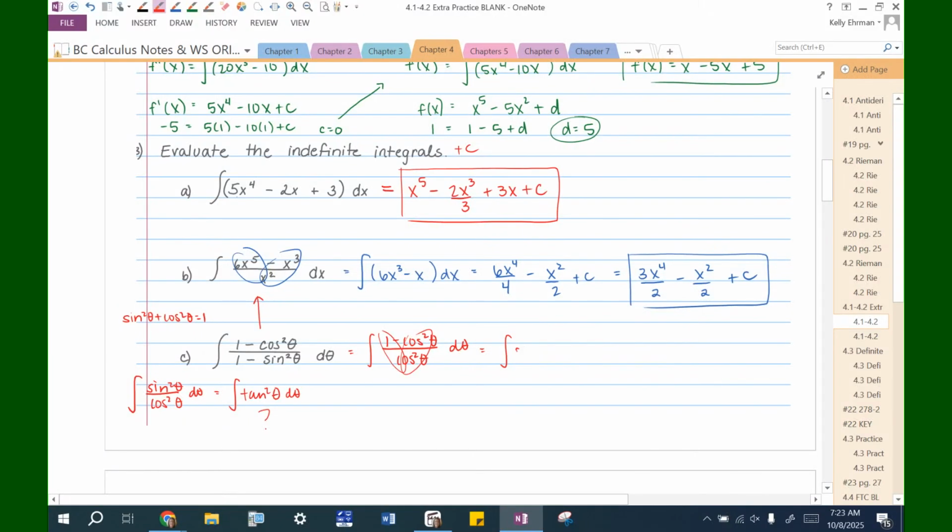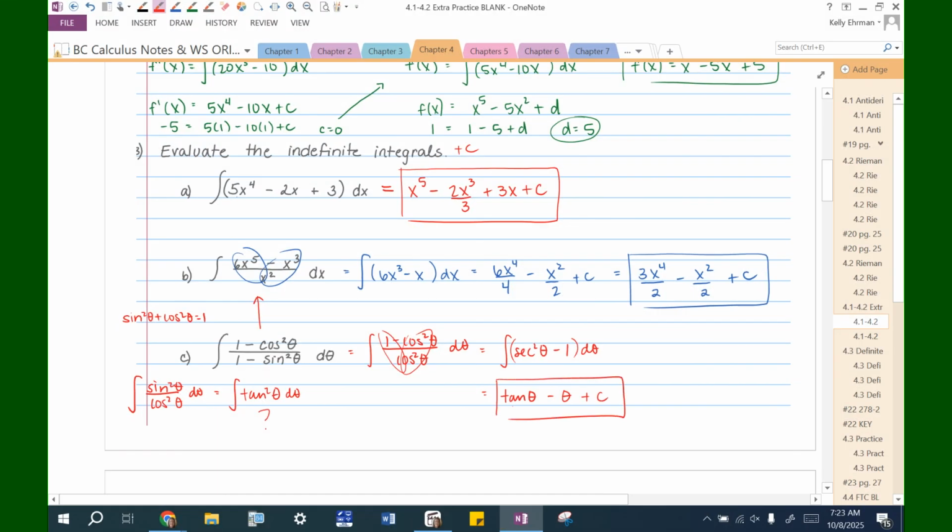1 over cosine squared is secant squared minus cosine squared over cosine squared. So now we can integrate, because we do know the integral of secant squared, that's tangent theta. And remember, if you get confused on your trig, whatever you just wrote down for the antiderivative, take the derivative of that and make sure that you get secant squared. And then the derivative of minus 1 is minus theta. Theta is our variable in this problem, plus c.